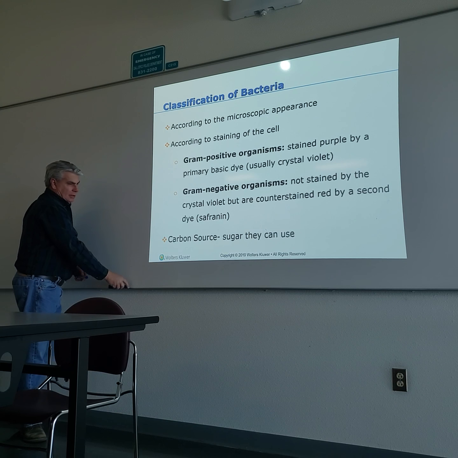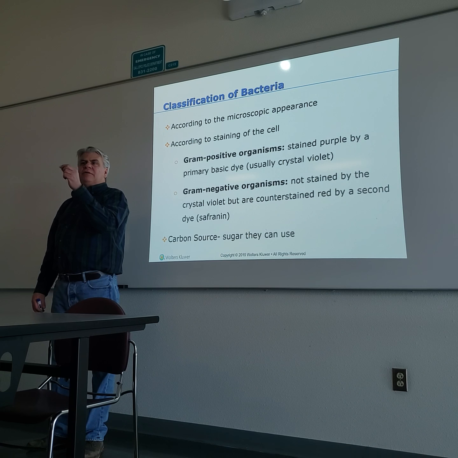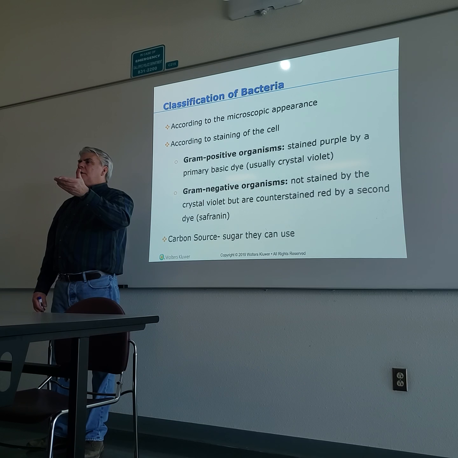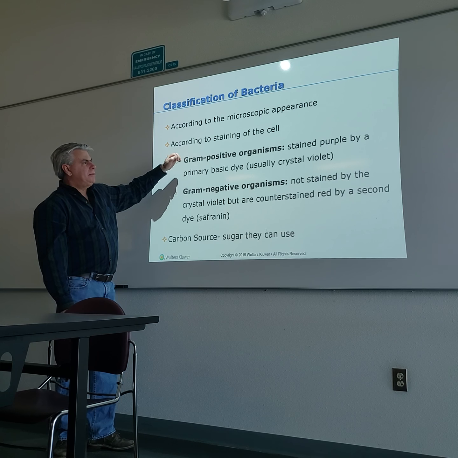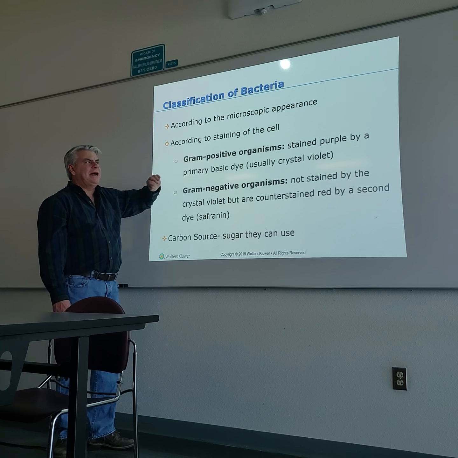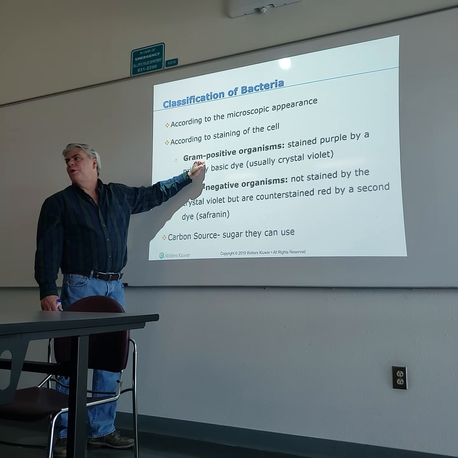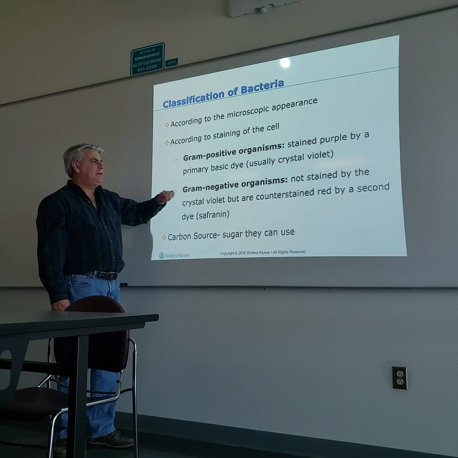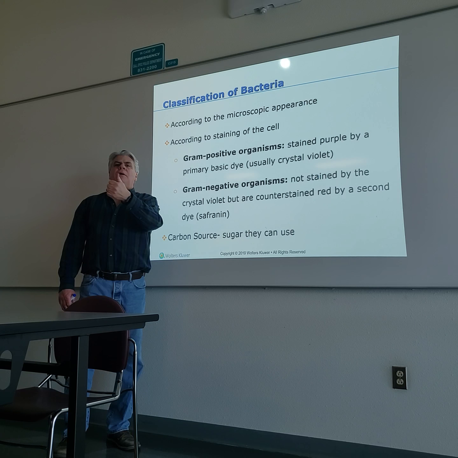Gram positive has a thick peptidoglycan. Good. Gram negative has a thin one, and gram negative also has what? LPS. They have that outer membrane, the LPS. Good. The gram-positive organisms are stained purple by primary basic stains. I don't care if you know that. Just know they stain what color? Purple or blue or violet. Okay? Gram-negative organisms are not stained by crystal violet, but they're counter-stained by safranin. They're going to be red or pink.